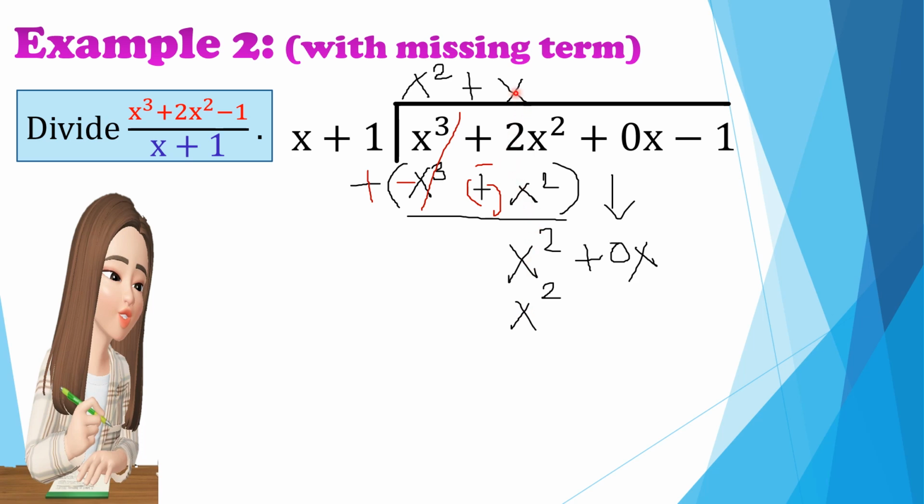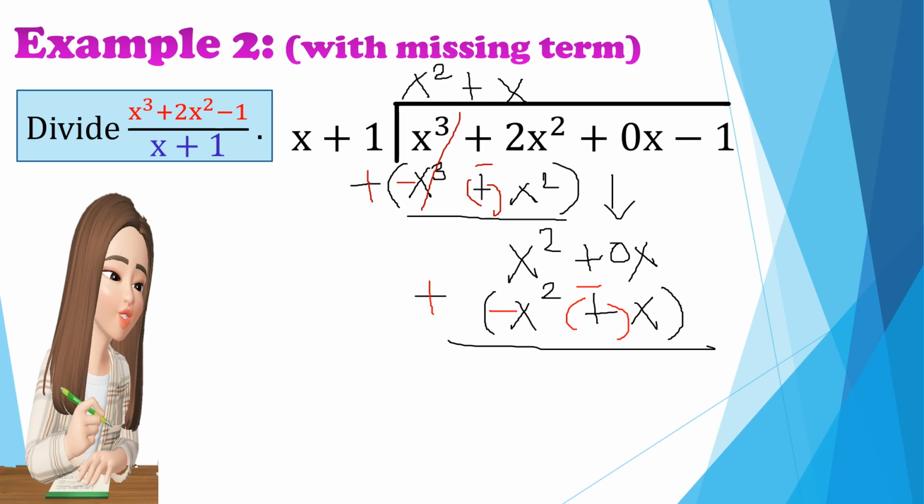Now, x will be multiplied to positive 1. So x times positive 1, that is positive x. Again, align x to 0x because they are similar terms. Now, we are ready to subtract. When we subtract, we have to change the sign of all the terms of our subtrahend. So now, let's subtract. This positive x squared will become negative x squared, and this positive x here will become negative x. And the minus sign will become plus sign.